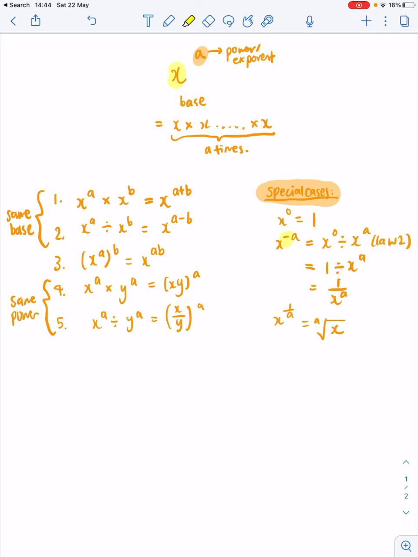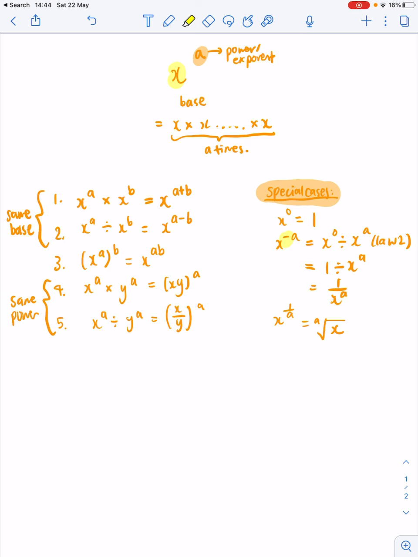You can see the derivation here from law 2. I'm using law 2, where x to the power of minus a is just x to the power of 0 divided by x to the power of a, because 0 minus a is just negative a. And from the special case, x to the power of 0 is 1, so 1 divided by x to the power of a, that's just 1 over x to the power of a.